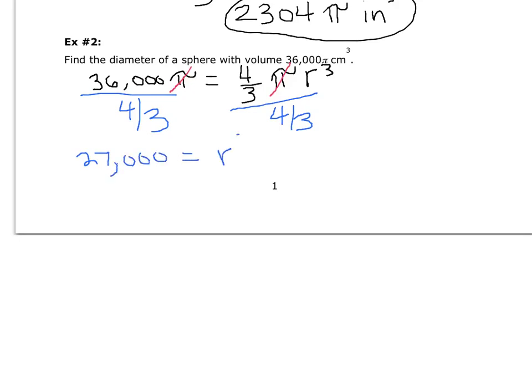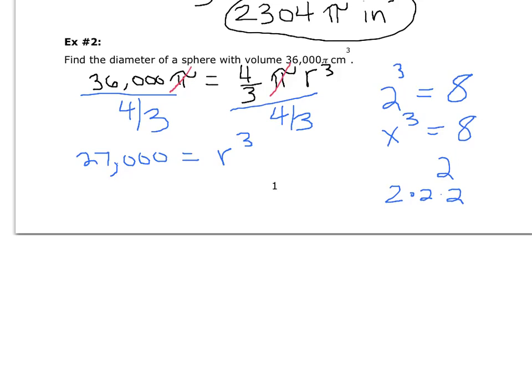So I have 27,000 equals r cubed. If it were r squared, I would simply square root both sides. But since I have r cubed, I have to do what's called the cube root. So I am looking for something that when you multiply it by itself 3 times, you get 27,000. A simple example: 2 to the third power is 8. So if I were given the equation x to the third equals 8, the answer would be 2, because 2 times 2 times 2 is 8, and that's the cube or third root.